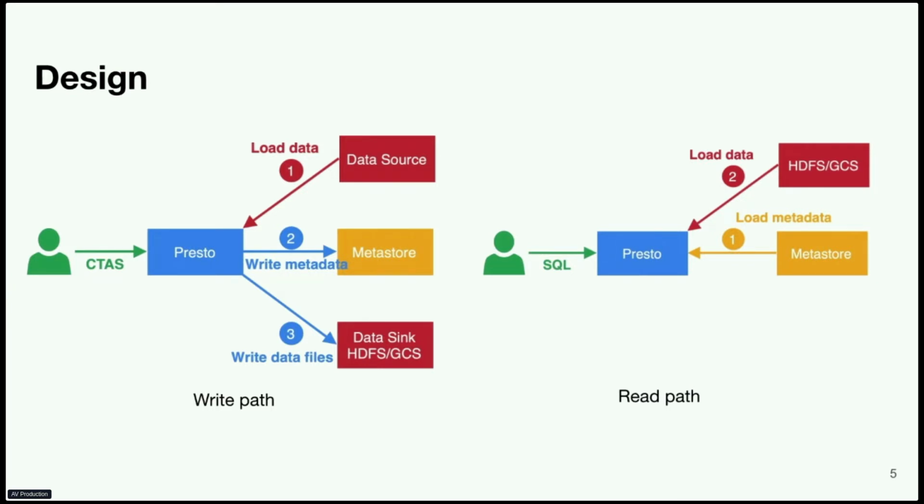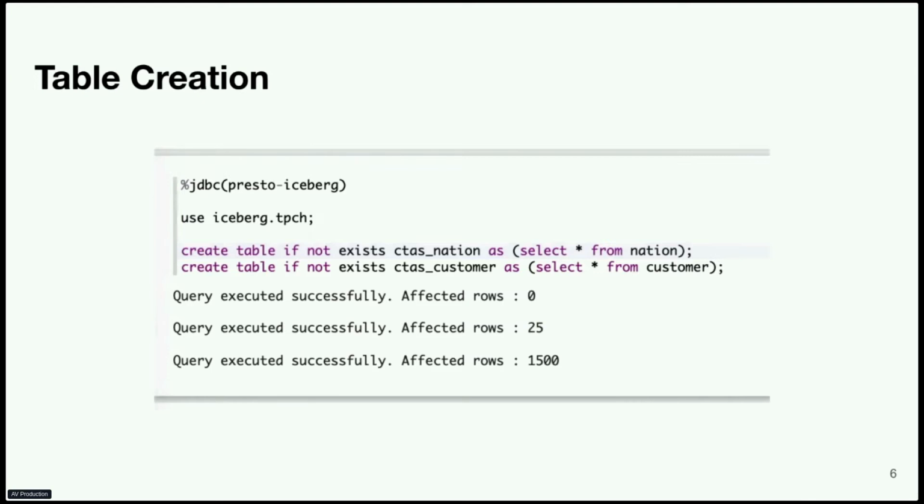On the right side, this is the design of the read path, which is even more straightforward. Here, the user first sends a SQL query to the Presto cluster, and then the cluster will load metadata from the metastore, which could be the Hive metastore or the native folder mechanism. And then with the metadata information, it will load data from HDFS or GCS. So this is the high-level design of the Presto Iceberg connector.